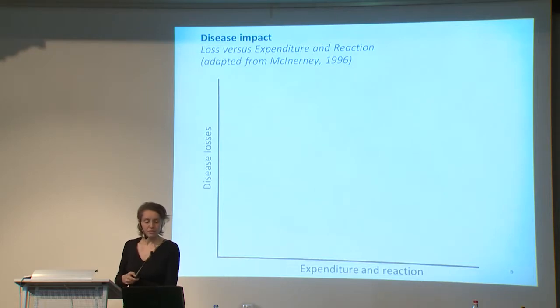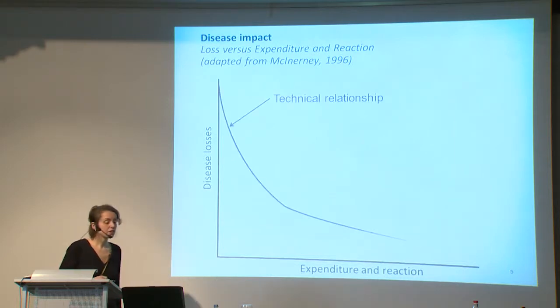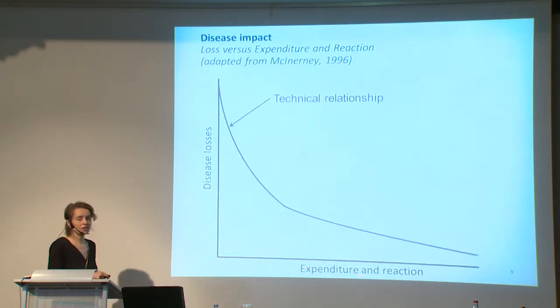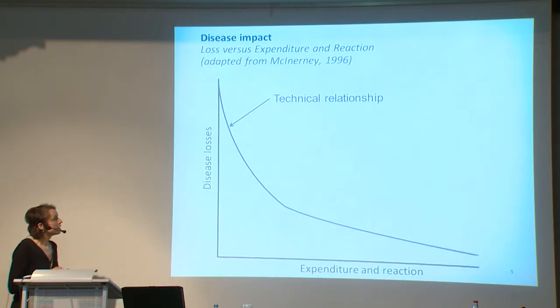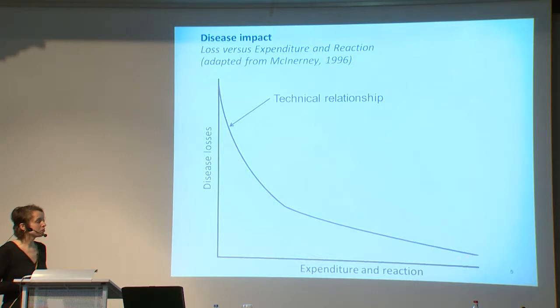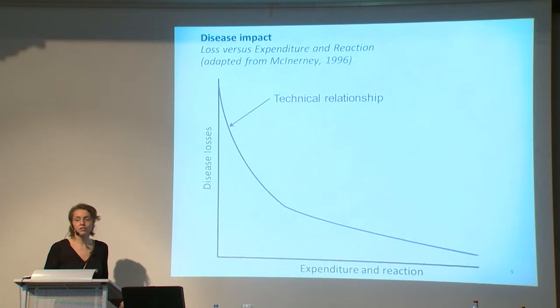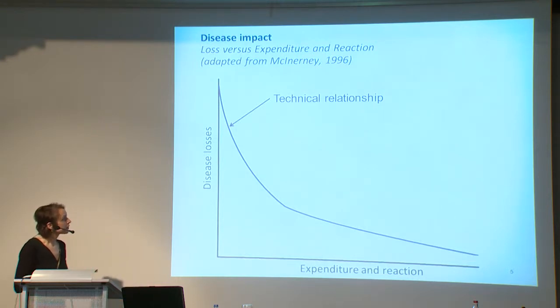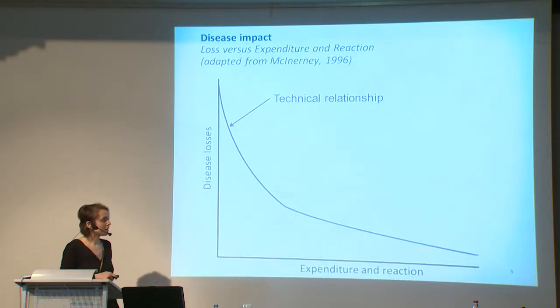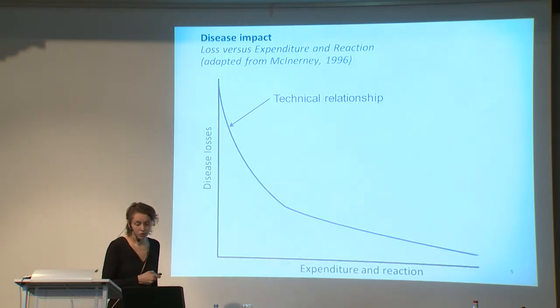If you think about the disease losses that we see in a population in relation to the expenditure and reaction to the disease, we can formulate a technical relationship between the two. And a veterinarian would always want to be here. We want to reduce disease as much as possible because we think it's good to have a healthy animal. And also many epidemiologists think like that, that it's good to get rid of disease at all cost.